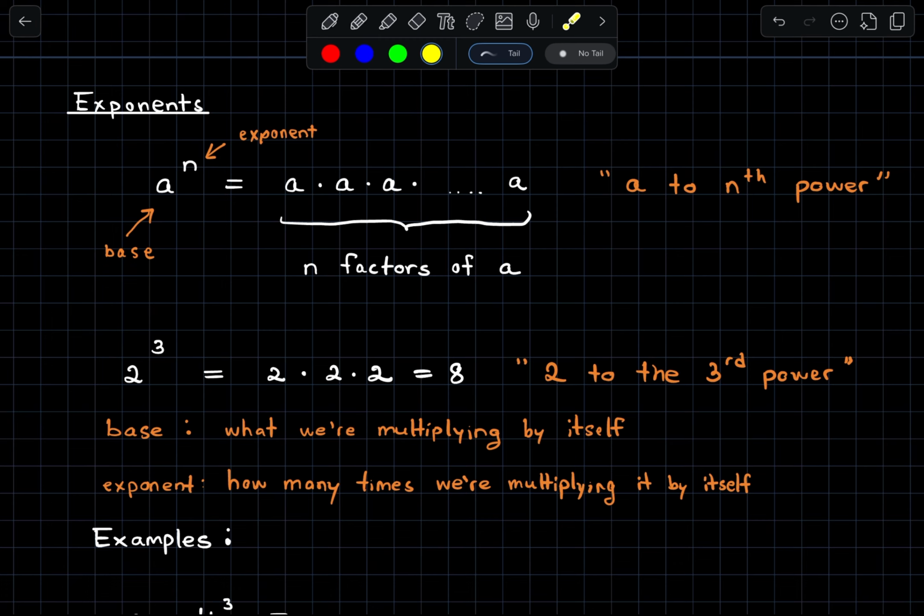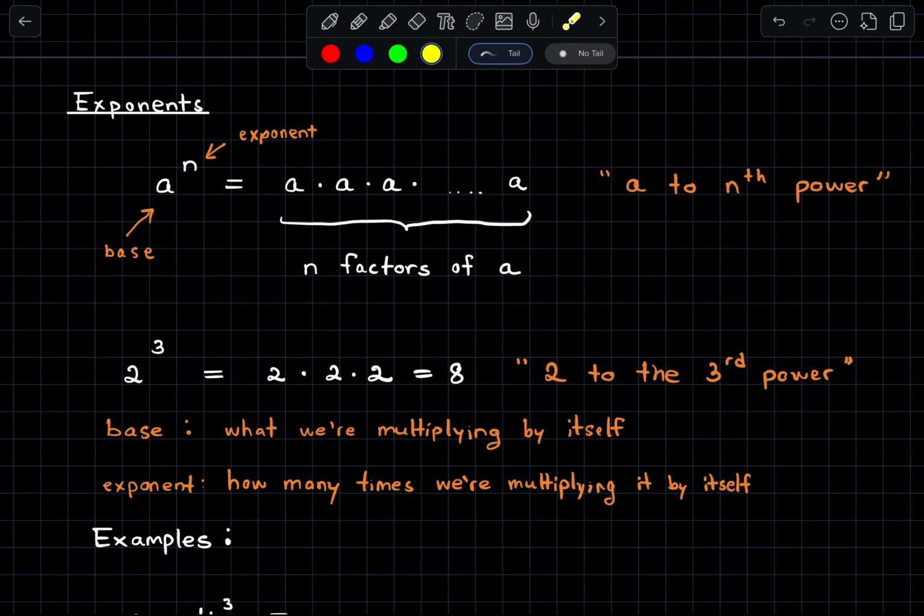Okay, so next we're going to come over here to talk about exponents. This is when we're raising a number to another number. So first we've got here a and n. We're going to read this as a raised to the nth power. A is what's called our base. N is what's called our exponent. And all this really means is that we're going to multiply a by itself an n number of times.